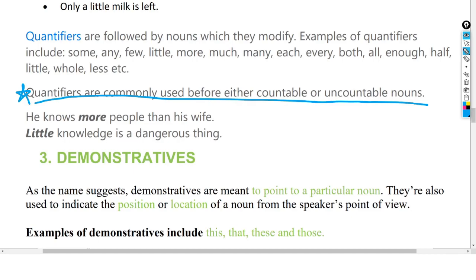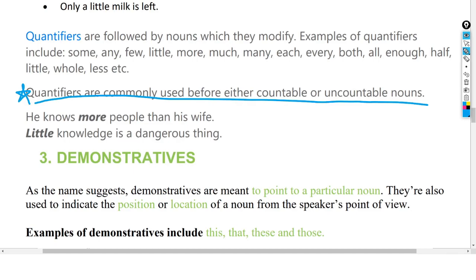So when it is used in the case of countable and in the case of uncountable nouns, that we will have to notice. So what is that? Suppose few is there, then it will be countable, which means it will be plural. Okay. In a similar manner, you will have to go for the specific uses of this when you talk about the quantifiers.